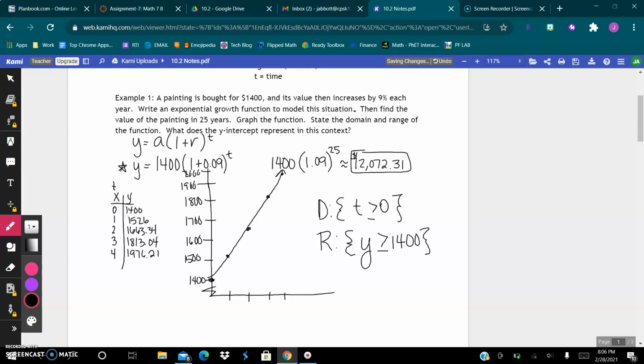And then what does the y-intercept represent in this context? The y-intercept is 1,400, and that is our starting value of the painting.